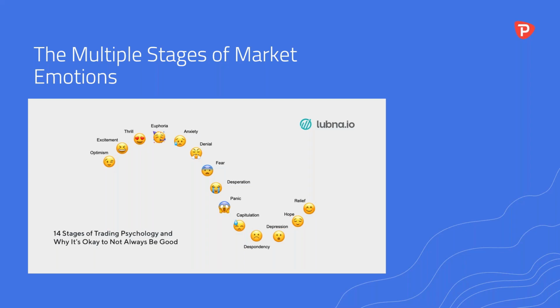Thought I might also put this one in just for tonight, because nowadays we live in social media and emojis and sharing everything. It's kind of funny to see this kind of thing. So this is the multiple stages of market emotions. Here are 14 stages of trading psychology, and why it's okay not always to be the best, because obviously sometimes it does happen. So we've got optimism, excitement, thrill, and then of course euphoria that we've seen on the S&P 500.